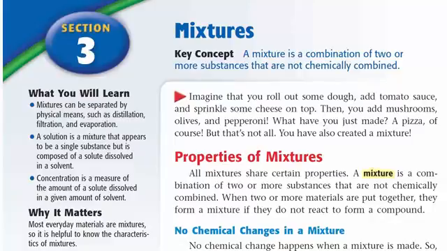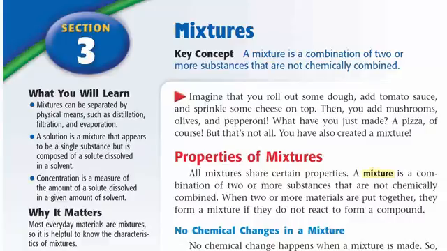Elements, compounds, and mixtures. Section 3. Mixtures. Key concept. A mixture is a combination of two or more substances that are not chemically combined. As you read this section, keep in mind what you will learn. Mixtures can be separated by physical means, such as distillation, filtration, and evaporation.